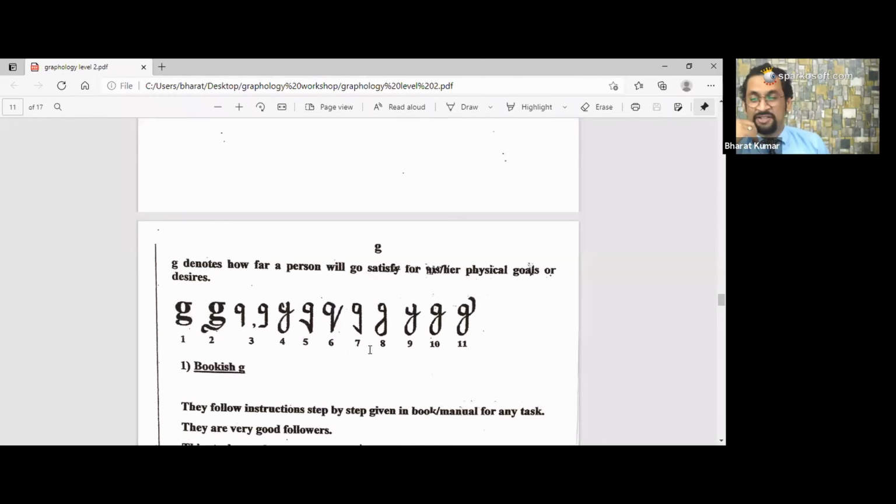And they have a sense of incompleteness in their sexual desire. They will always feel that they are not completely satisfied.